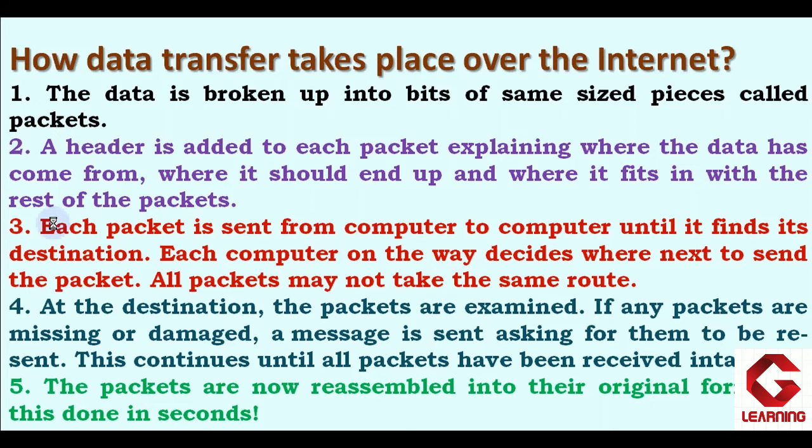Now after adding a header to each packet, all these packets are sent from the sender computer to the destination computer, and that is happening here in the third step. Each packet is sent from computer to computer until it finds its destination. Each computer on the way decides where next to send the packet. All packets may not take the same route. So here, after adding a header to each packet, all the packets are sent from sender computer to receiver computer.